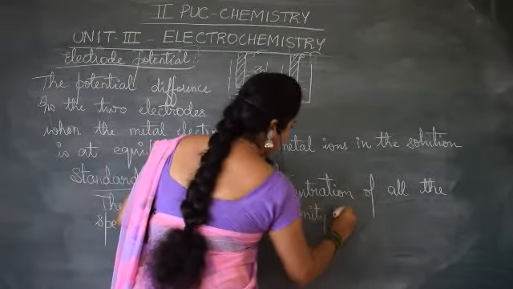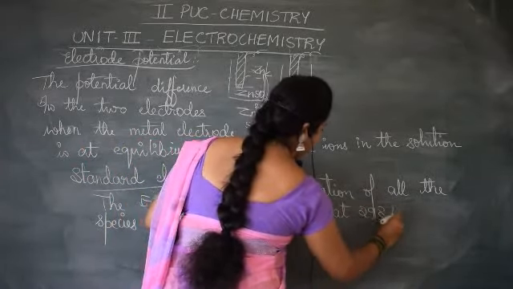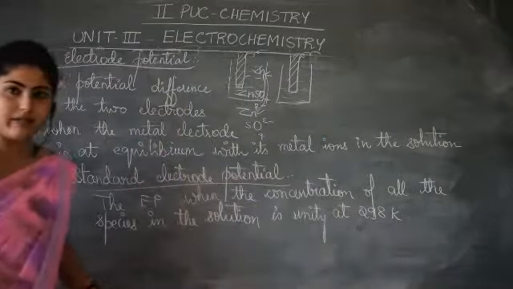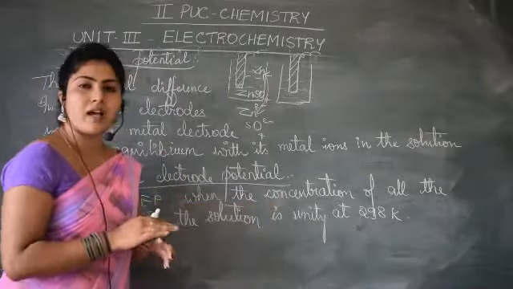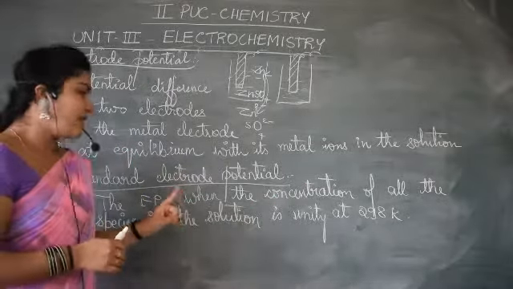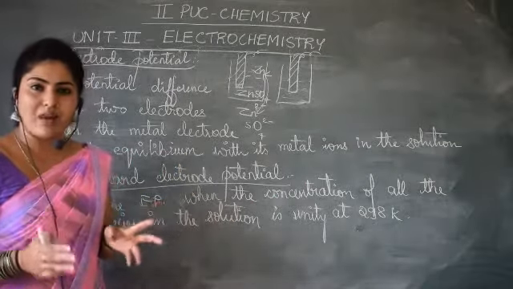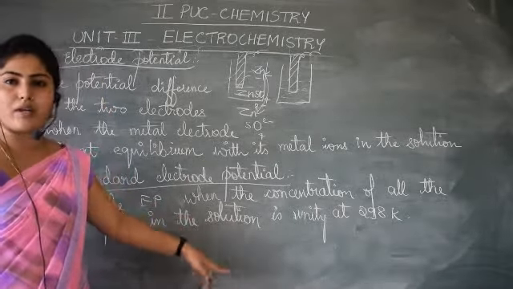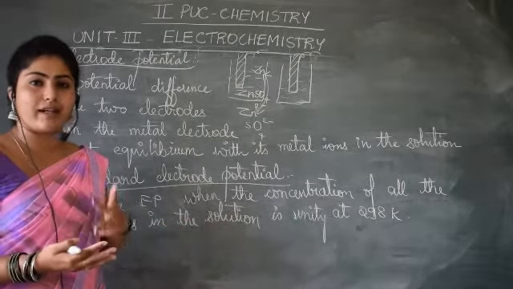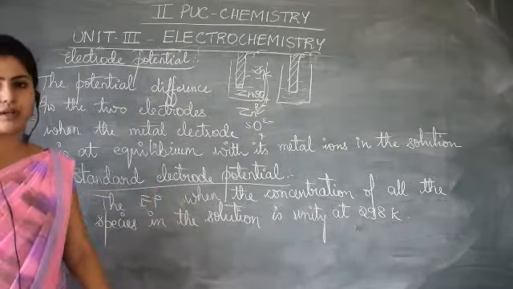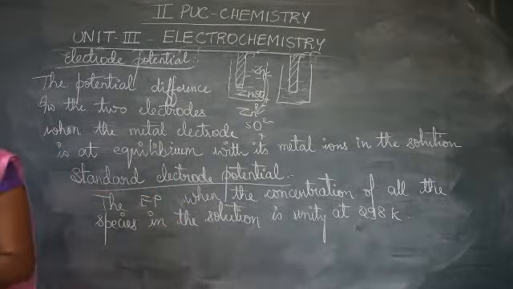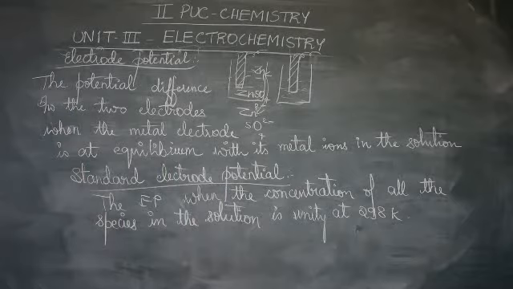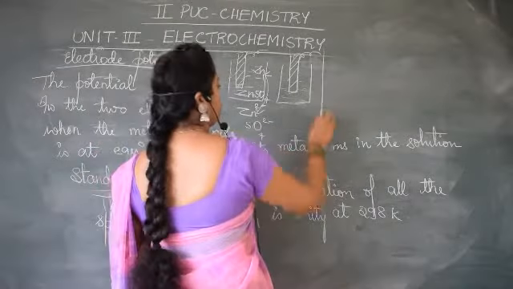at 298 Kelvin. This is again a standard condition: when the temperature is 298 Kelvin and all the species have a concentration of unity, that is 1 mole per dm cube, or 1 molar, then you call that electrode potential, or the difference between the potential of two electrodes, the standard electrode potential. So this is how you will be defining the important term called electrode potential. Now we have one more term called half cell.